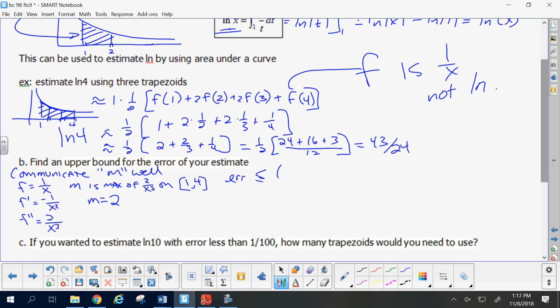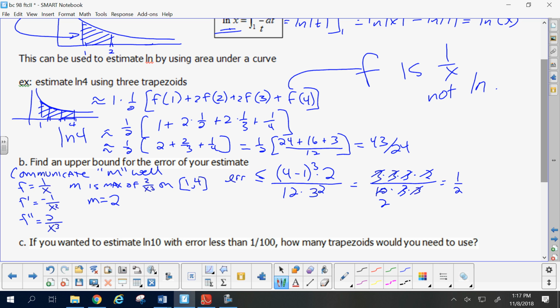B minus A is 4 minus 1, cubed. Our max is 2 over 12. Our N is 3. And that is something like a couple of the 3's go away. And 3 and the 2 make it, I'm feeling like a half. How about you? Alrighty then.